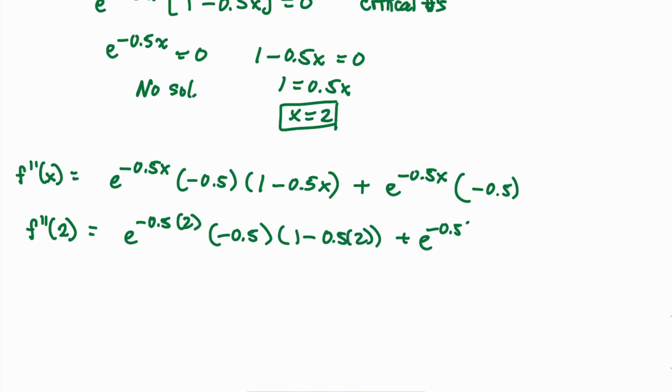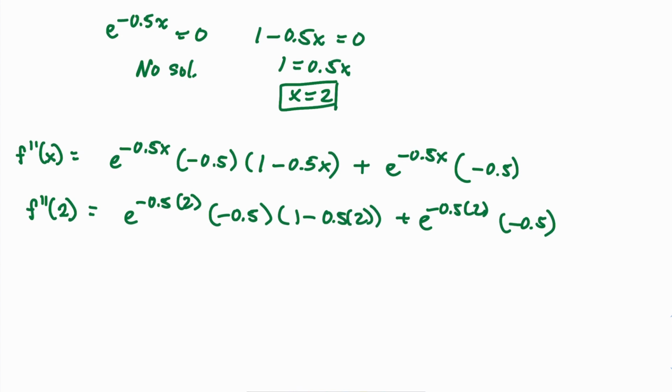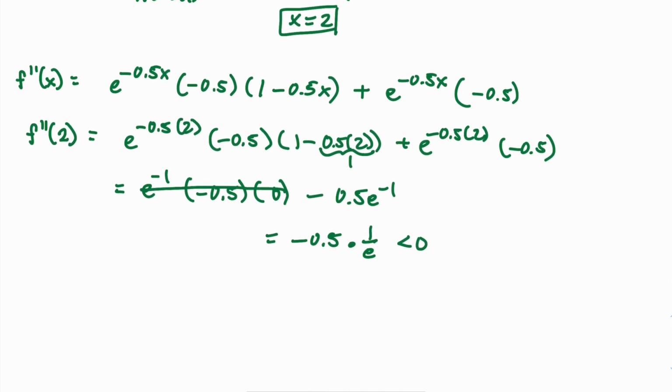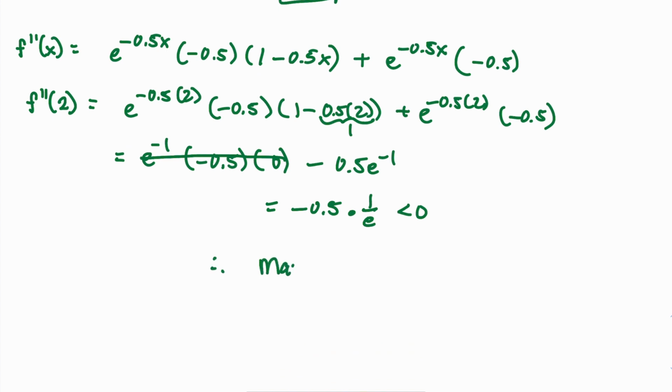And we have a lot of 0.5s and 2s here. So let's just look at this here. 0.5 times 2 is 1. So this is e to the negative 1 times negative 0.5 times, well, this is 1. That makes it look like a fraction though. There we go. So that's 1 minus 1, so that's 0, so that whole term drops out. And then we have minus 0.5 e to the negative 1. So this whole term goes away, and we have negative 0.5 times 1 over e. Now remember, e is a positive number, so this whole thing is negative. Therefore, there is a local maximum at x equals 2 by the second derivative test.